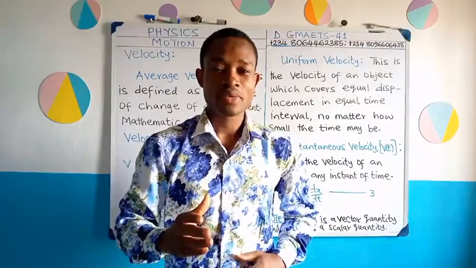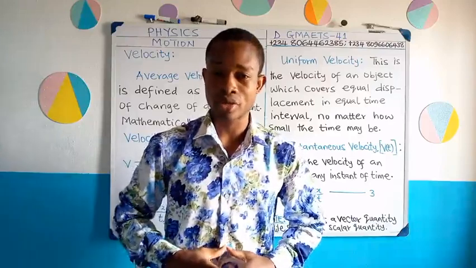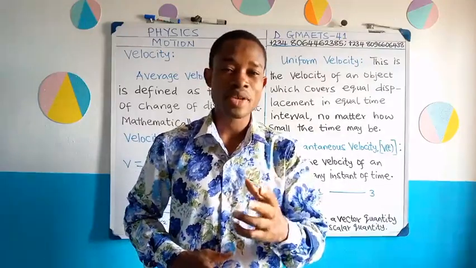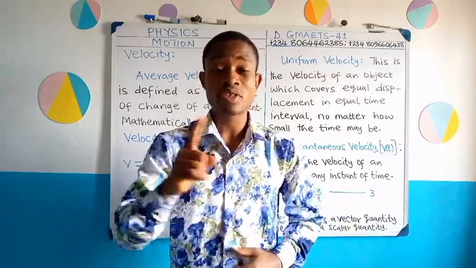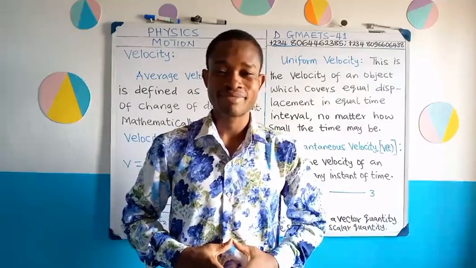In our previous class, we introduced one quantity being discussed under motion, that is speed. You would recall that we defined speed as the rate of change of distance, and the SI unit of speed is meters per second. We also solved a question on it.